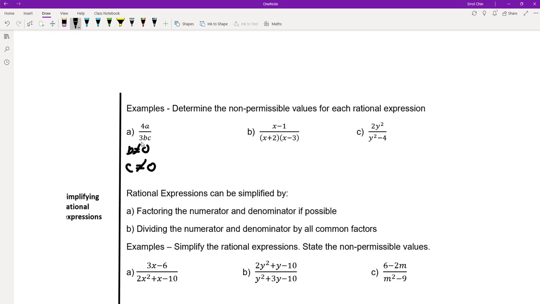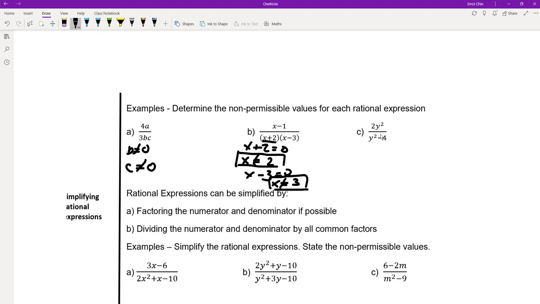Okay? So that's simple enough, right? What we did is we set each individual factor equal to 0. We solved, and then we don't allow it. So the next example, we have 2 factors. The first factor is x plus 2. So what we do is x plus 2 is equal to 0. If we move the 2 over, x is equal to negative 2, that's the one we don't allow. Okay, x can't equal negative 2. The other factor, x minus 3, same thing. x minus 3 is equal to 0. If we move the negative 3 over to the other side, we can't allow it to equal positive 3. So my non-permissible values are x can't equal negative 2 and x can't equal 3.